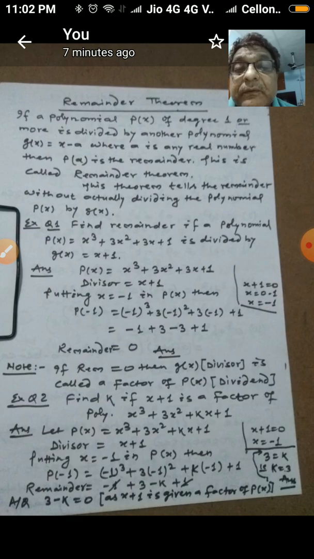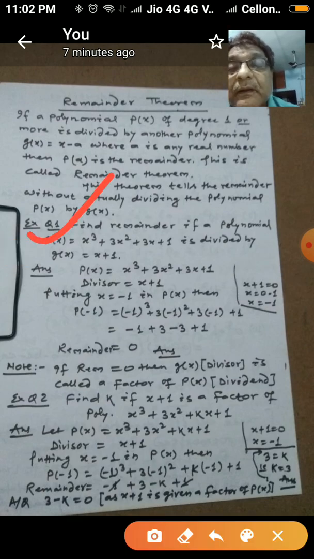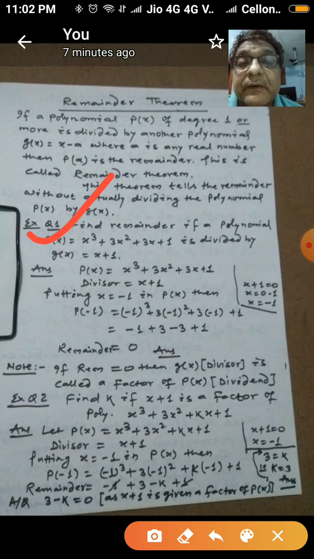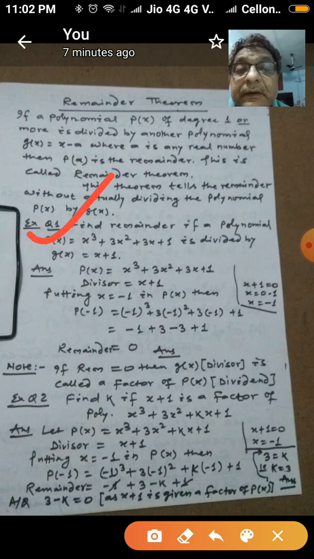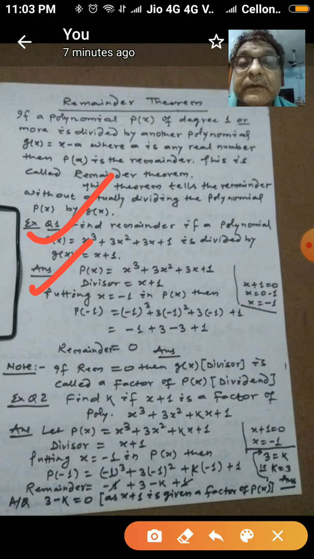So now we take one question here and try to understand how the answer will be written. So here the question is, find the remainder if a polynomial p(x) which is equal to x cube plus 3x square plus 3x plus 1 is divided by another polynomial g(x) which is equal to x plus 1. So what we do, first of all we write the given polynomial p(x) which is equal to x cube plus 3x square plus 3x plus 1, and then we write the divisor which is given, x plus 1.